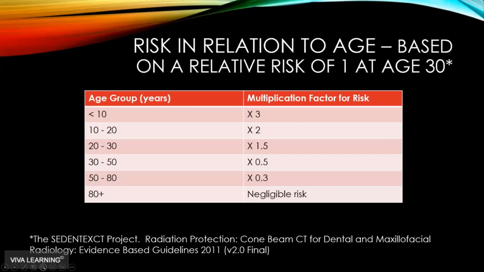to the next slide. This table came from the SEDENTEXCT project, which was a long-awaited set of guidelines that came out in 2011. This is one of the tables that I think was very valuable from that document. If you look here, we're looking at the risk in relation to age, based on a relative risk of 1 at age 30. For the less than 10 group, you'll see they're 3 times more at risk, 10 to 20 is 2 times, 20 to 30 is 1.5 times.